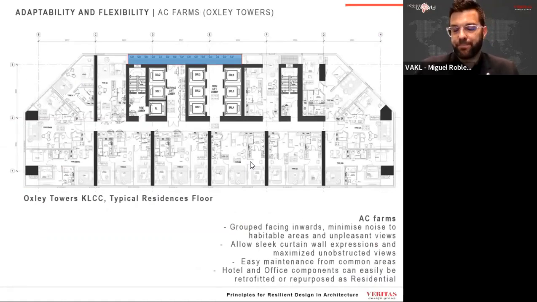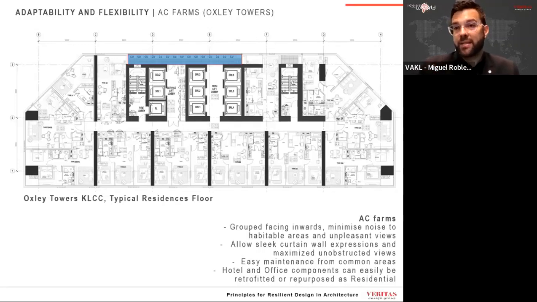Another way of making our buildings more resilient by making them more adaptable and flexible is the incorporation of AC farms, where the individual compressors for each of the units are placed together in a common area. This approach has many advantages. The first one is that all the compressors are facing the less favorable views, so minimizing as well the noise to the habitable areas and the unpleasant views from inside the units towards outside.